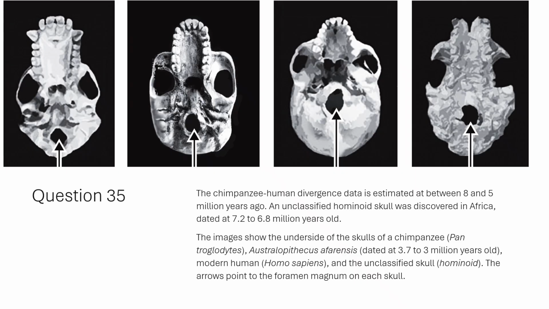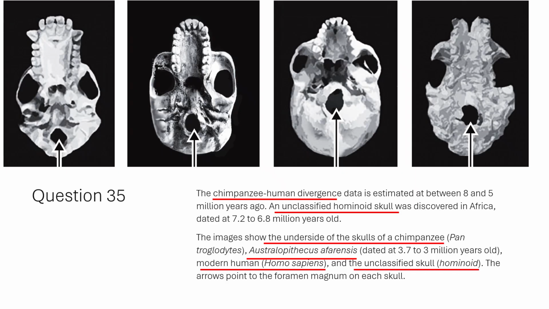The chimpanzee-human divergence is estimated at between 8 and 5 million years ago. An unclassified hominoid skull was discovered in Africa, dated at 7.2 to 6.8 million years old. The images show the underside of the skulls of a chimpanzee, Pan troglodytes, Australopithecus afarensis, dated at 3.7 to 3 million years old, the modern human, Homo sapiens, and the unclassified hominoid skull. The arrows point to the foramen magnum on each skull.